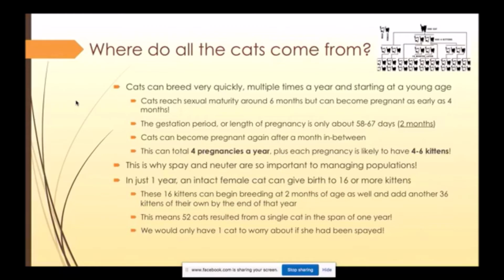So if we're not spaying and neutering, it's, if you guys have studied math, exponential. Basically, the more cats that aren't spayed and neutered, the more cats they can make, and so on and so forth. It'll just keep getting worse and worse. But if we had spayed that female cat, we would only have the 1 cat to worry about. So that's why spay and neuter are so important and so effective.